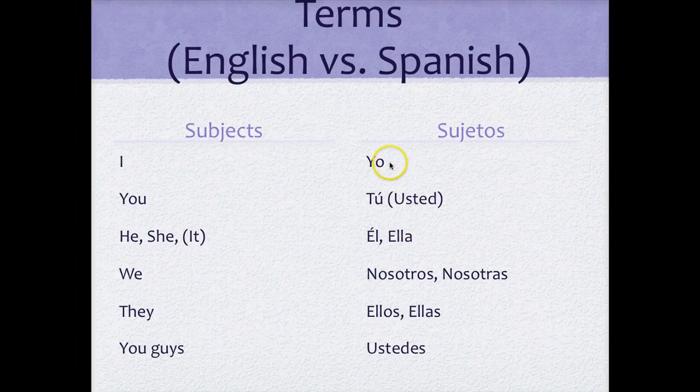Very well then, so then we have, again, just to review, yo, tú, usted, él, ella, nosotros, nosotras, ellos, ellas, ustedes.